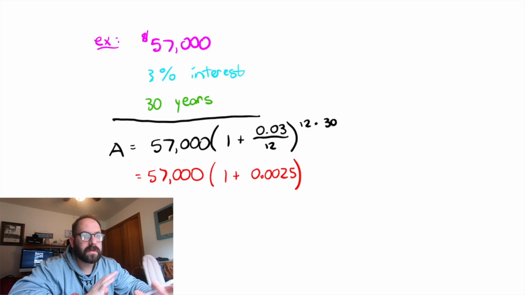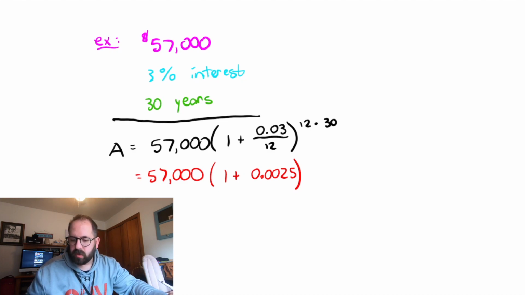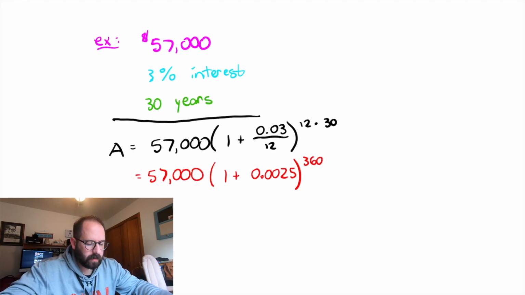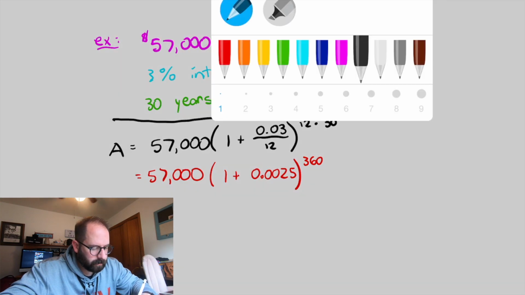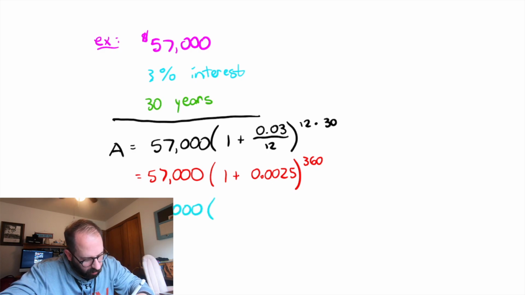Again, type it in your calculator, see if you're getting the same number as me. In the power, I'm taking the 12 times the 30. So 12 times the 30, I should be getting 360. All right, now adding those numbers together in your parentheses, I'm going to get 1.0025, all to the 360th power.